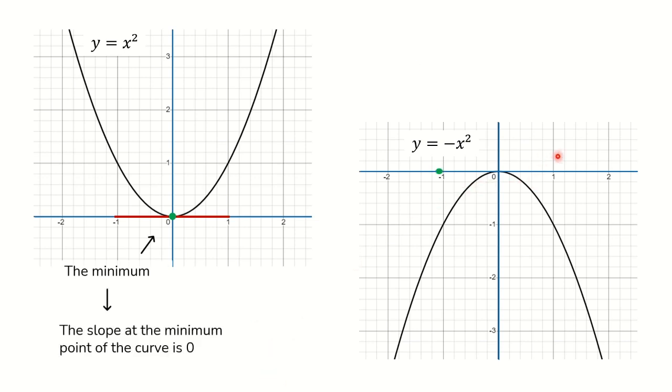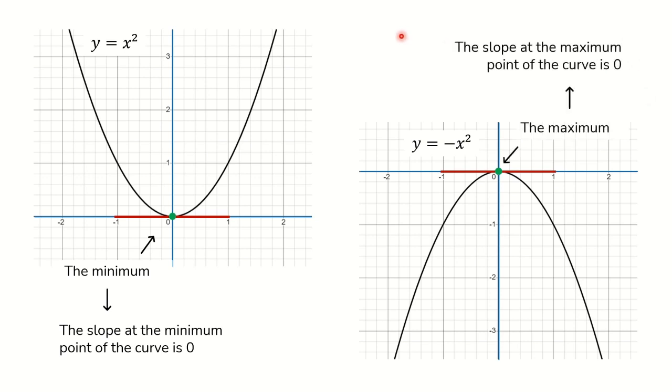The maximum point on this curve is this. The slope at that point is 0. It's a horizontal line. The slope at the maximum point of the curve is 0. Remember that the derivative of a function is the slope. So if we want to find the maximum or minimum of a curve or a function, we just have to set it equal to 0.